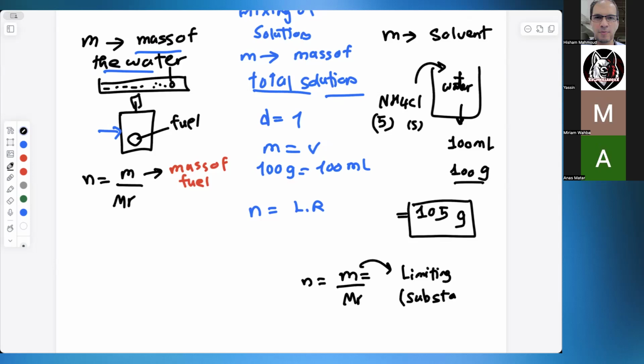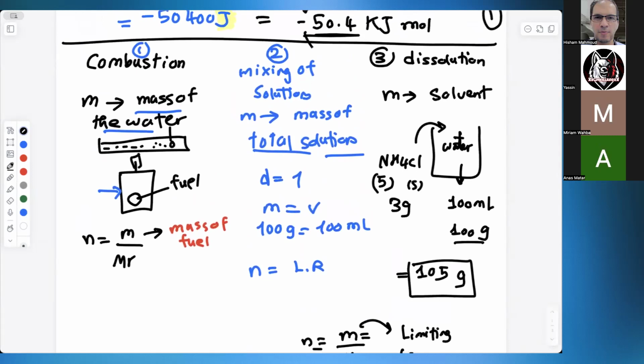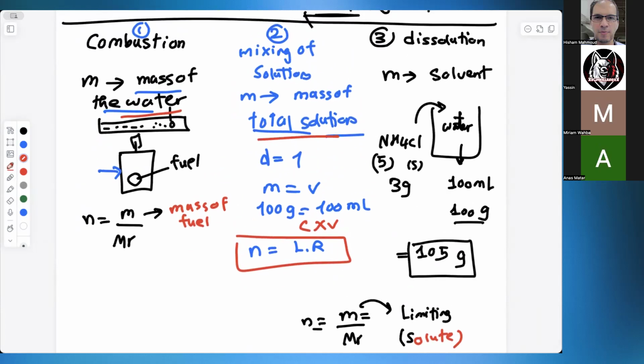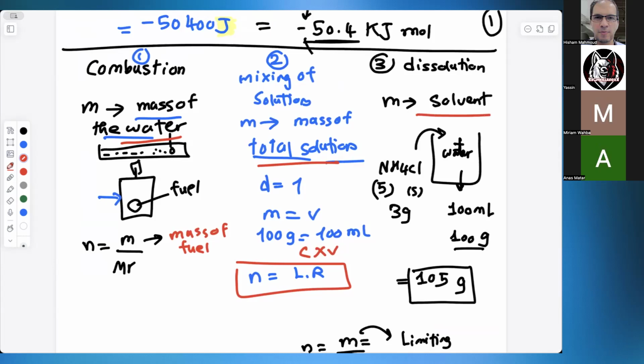So let's just write the solute. For example, if he said I have 3 grams of ammonium chloride, then this is the mass you are looking for. I'm always looking for two masses. Here in combustion, it was the mass of the fuel, the second mass that's used to find the N. Here, I don't need it. I can just find the N by multiplying C by V directly of the limiting reagent. And here the N is equal to mass, and this mass is the mass of the limiting reagent, which is the solute. Here it is the water. Here it is the total solution. And the first mass here is the solvent. Again, whether it is increased or not increased.